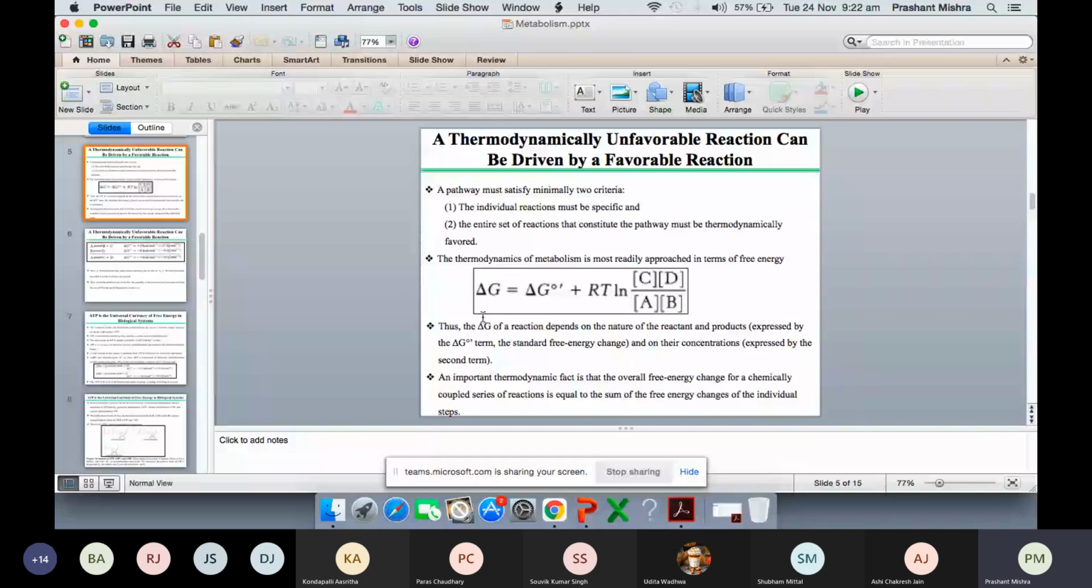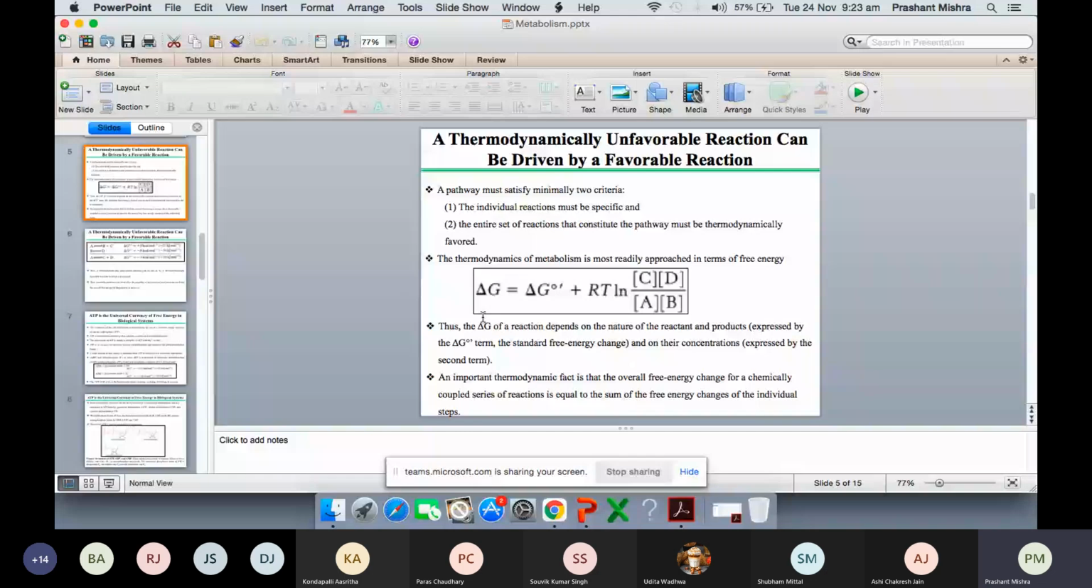And the entire set of reactions that constitute the pathway must be thermodynamically favorable. Suppose glucose is converted into pyruvate, you will find that though in between some of the reactions may not be favorable, at the end, the conversion of glucose to pyruvate should be favorable. What it means is that the delta G of the sum of all the reactions present in a pathway should be negative. So delta G should be negative. Now, coming to thermodynamics, as you know, free energy is a very, very important concept.